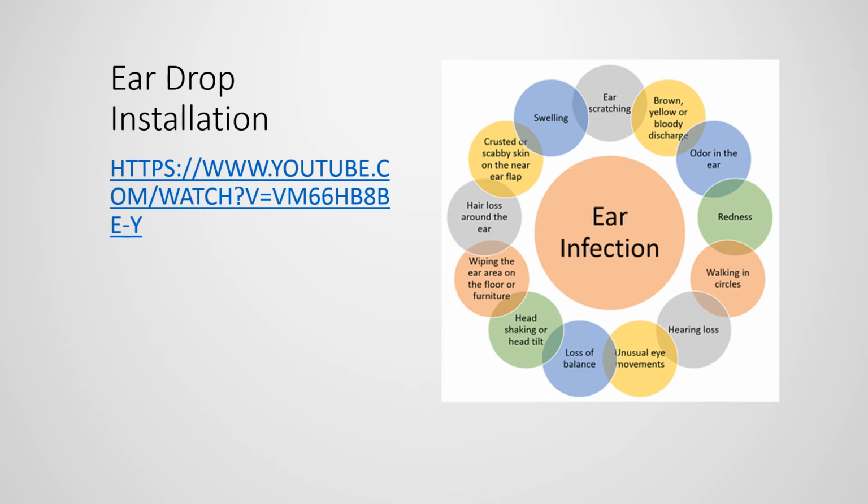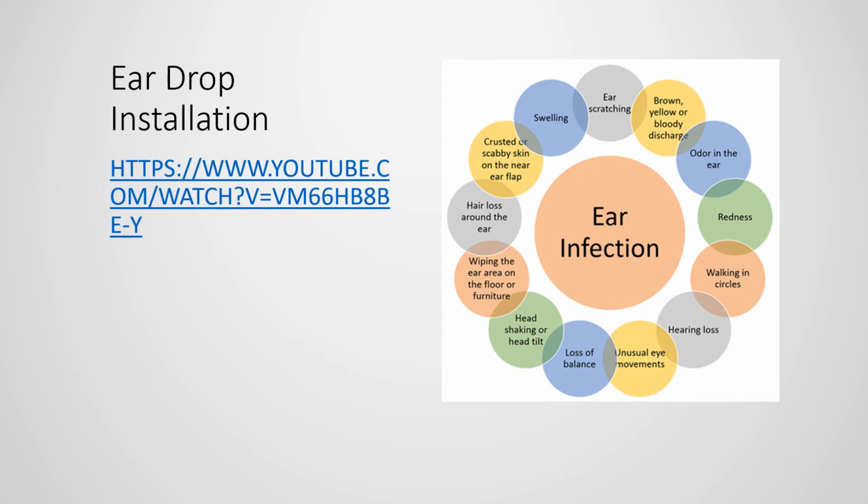Wiping the ear area on the floor or furniture. I'm not sure about that. Hair loss around the ear. I don't know about that either. Crusted or scabby skin on the near ear flap. Well, I mean, again, that could be an eczematous rash of the skin. That could be discharge that's now crusted on the skin on the outer ear. Swelling of the outer ear, like the helix or the canal, is often associated with an outer ear infection.